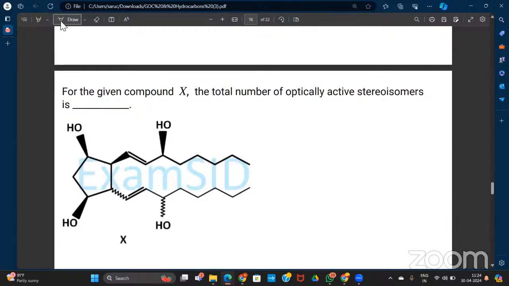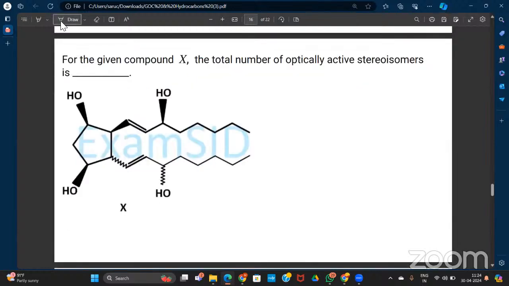So for the given compound, what is the total number of optically active stereoisomers? Find out the chiral centers and you'll get the answer. How many chiral centers do you have? So I have 1 OH over here.